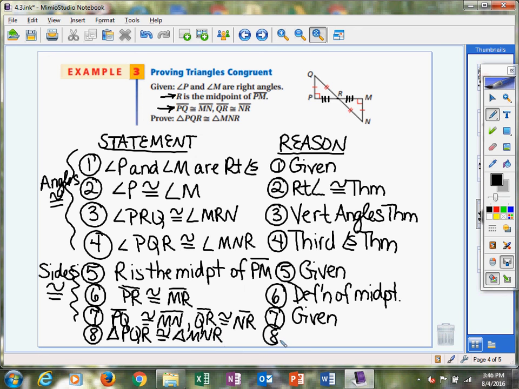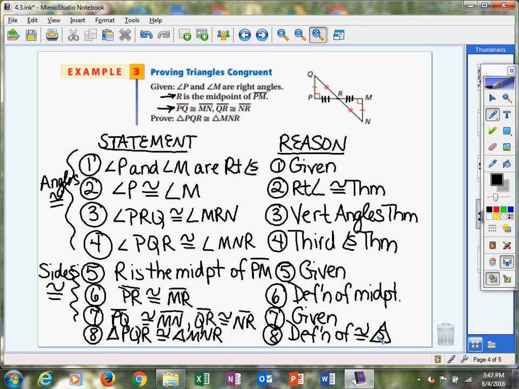And your reasoning is this. Definition of congruent triangles. That's why you can say that. You proved that the triangles were congruent. By definition, triangles are congruent if their angles are congruent and their sides are congruent. And that's why you can say that.